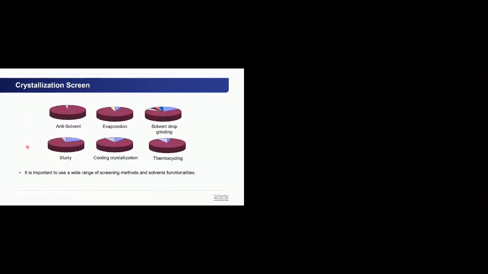You want to try and hit as many different crystallization routes and solvent functionalities as possible. Certain co-crystals will only be formed using certain techniques. So this is an example where solvent drop grinding is giving you loads of hits, where evaporation is only giving you a limited number. And a similar thing with anti-solvent, you're getting even less from that. So having a wide range and using as many different techniques is recommended.